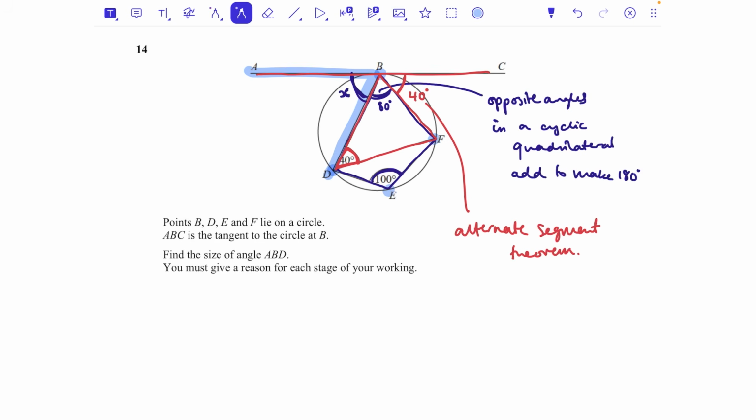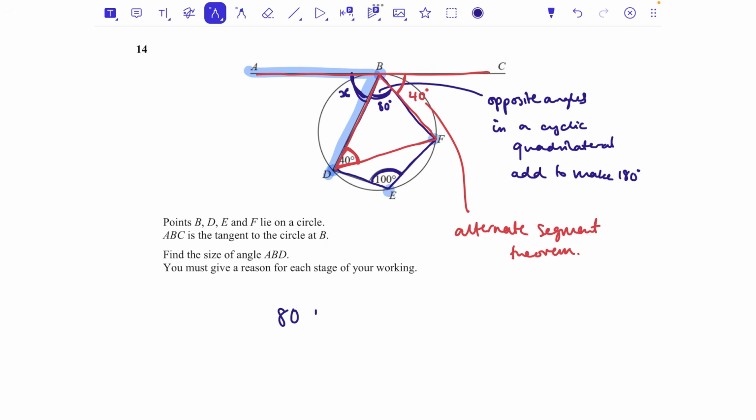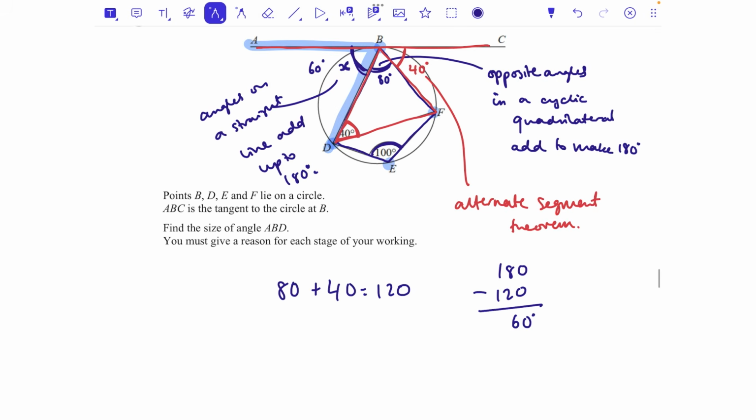So looking at what we've got so far, let's change back to blue. I've got 80 add 40 is 120, and 180 take away 120 leaves me with 60 degrees. So my answer here is 60 degrees, and my reason is angles on a straight line add up to 180 degrees. There we go. So that's it, 4 marks there for that.